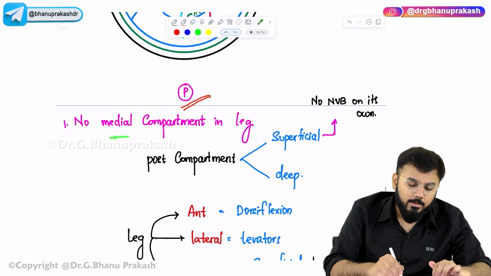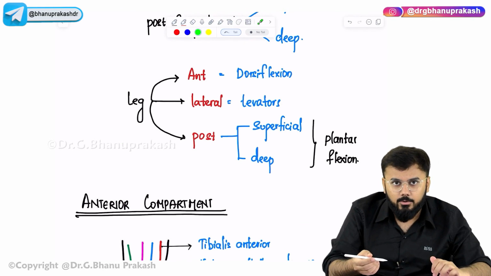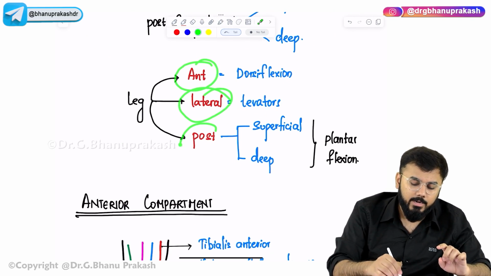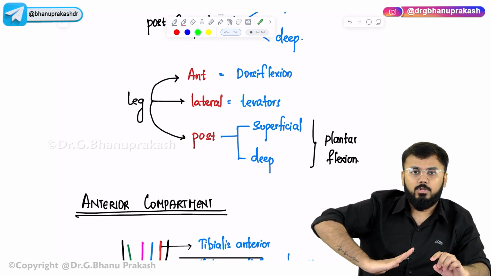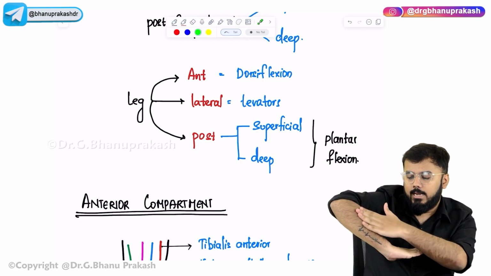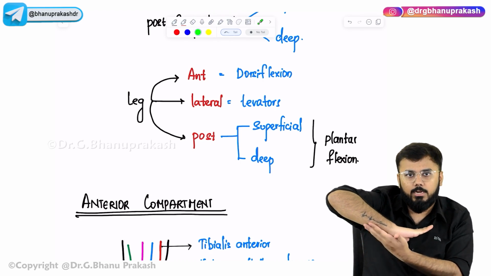So there is no medial compartment in the leg. This is the thing which I already told you. In the leg, what we have is the anterior compartment, lateral compartment and posterior compartment. If I am putting my leg in this way, this is the anterior compartment, this is the lateral compartment and this is the posterior compartment.